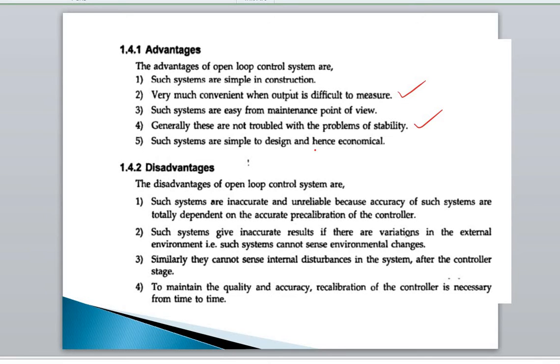But the disadvantages are inaccurate and unreliable. Then they cannot sense internal disturbances in the system. Then to maintain the quality and accuracy, recalibration of the controller is necessary again and again. Time and again, recalibration is necessary. That is how open loop control system has advantages and disadvantages in the control system.